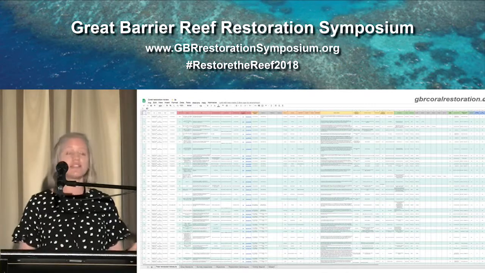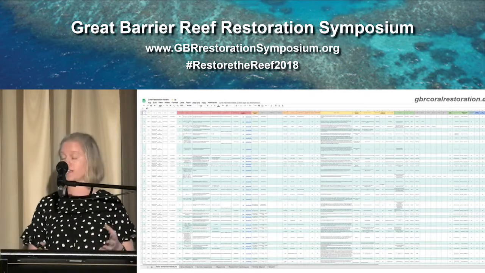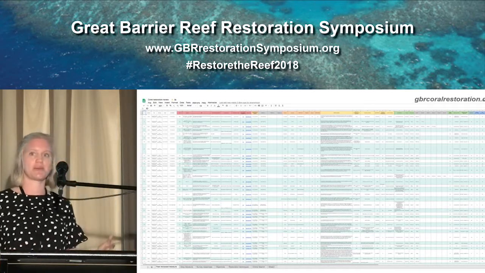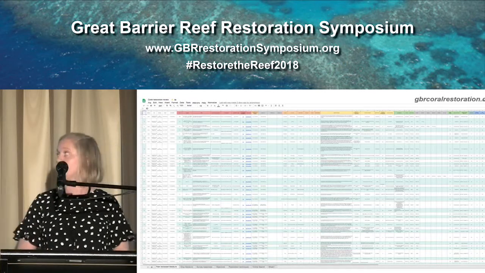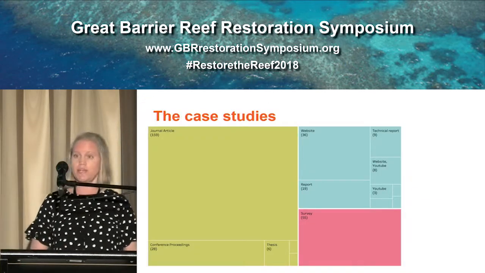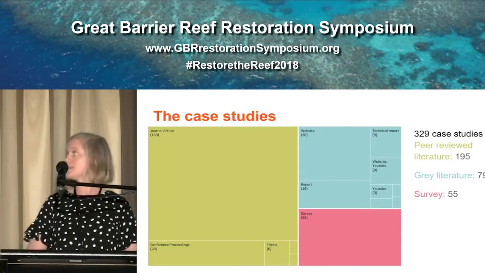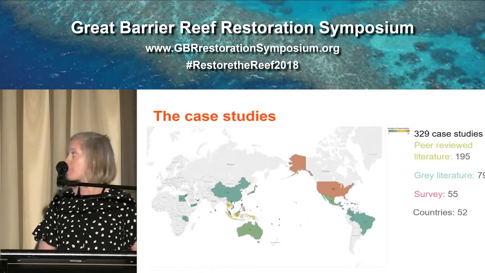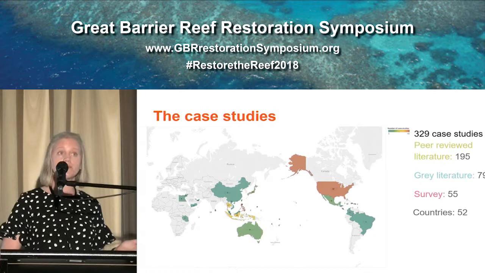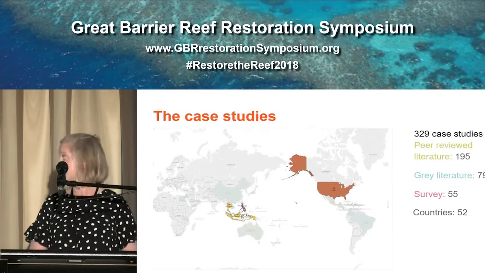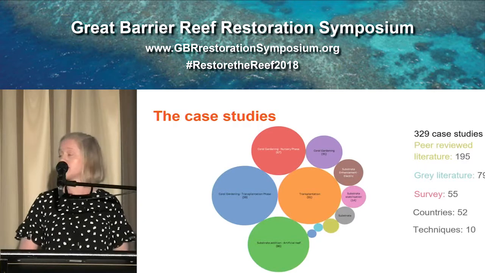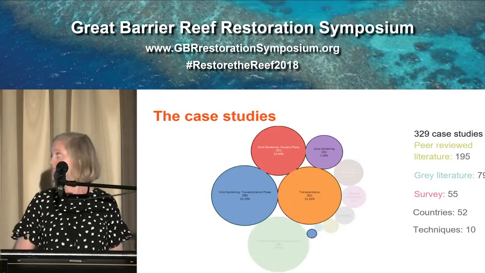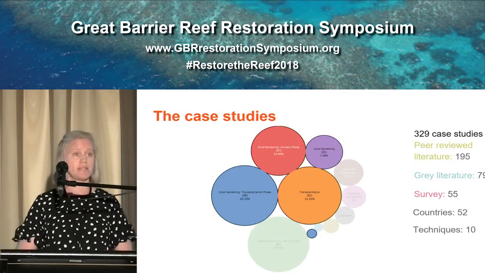And we put together all this data into a giant database. We extracted a lot of information from each individual case study, and then we try to make sense of it and see some patterns. And just to give you an overview of some of the data that's in this review, we have 329 case studies from the peer-reviewed literature, the grey literature, and from our survey responses. They represent 52 different countries, although all of these were heavily dominated by 4 different countries. We have 10 separate intervention techniques represented in the review, although 70% of those were transplantation or fragmentation studies of some kind.